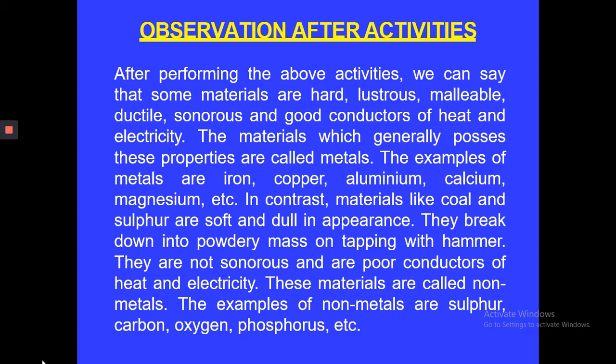These all are metals. On the other hand, materials like coal and sulfur are not hard, and are dull in appearance. They break down into a powdery mass on striking with a hammer. They are not sonorous, and they are poor conductors of heat and electricity. So these materials are non-metals. Non-metals are poor conductors, non-lustrous, non-malleable, and will not produce any sound, whereas metals are lustrous, malleable, ductile, sonorous, and good conductors of heat and electricity.